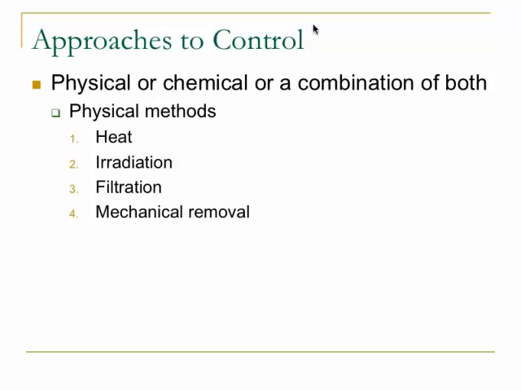So, as I mentioned, the physical approaches to control include heat. Autoclave and pasteurization are the ones that I want you to understand for heat. Irradiation, there are two types: ionizing and non-ionizing. There are X-rays and gamma rays, which are ionizing irradiation. And there's UV light, like from the sunlight, which is non-ionizing.